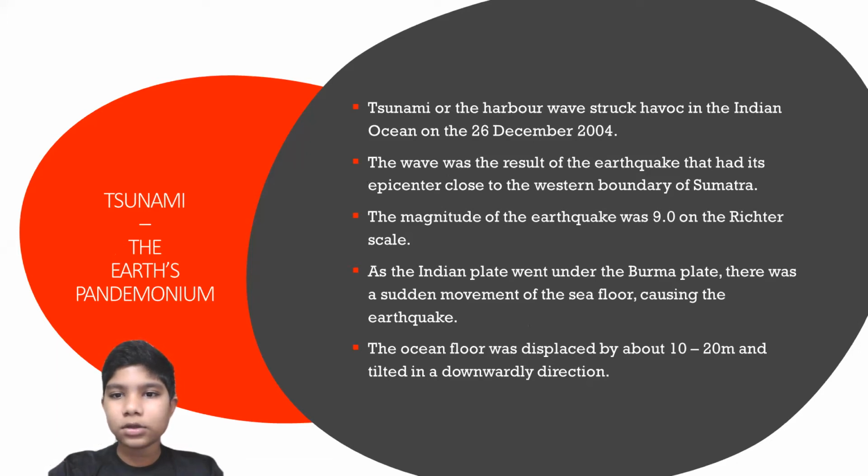The wave was the result of the earthquake that had its epicenter close to the western boundary of Sumatra. The magnitude of the earthquake was 9 on the Richter scale. As the Indian plate went under the Burma plate, there was a sudden movement of the sea floor causing the earthquake. The floor was displaced by about 10 to 20 meters and tilted in a downward direction.